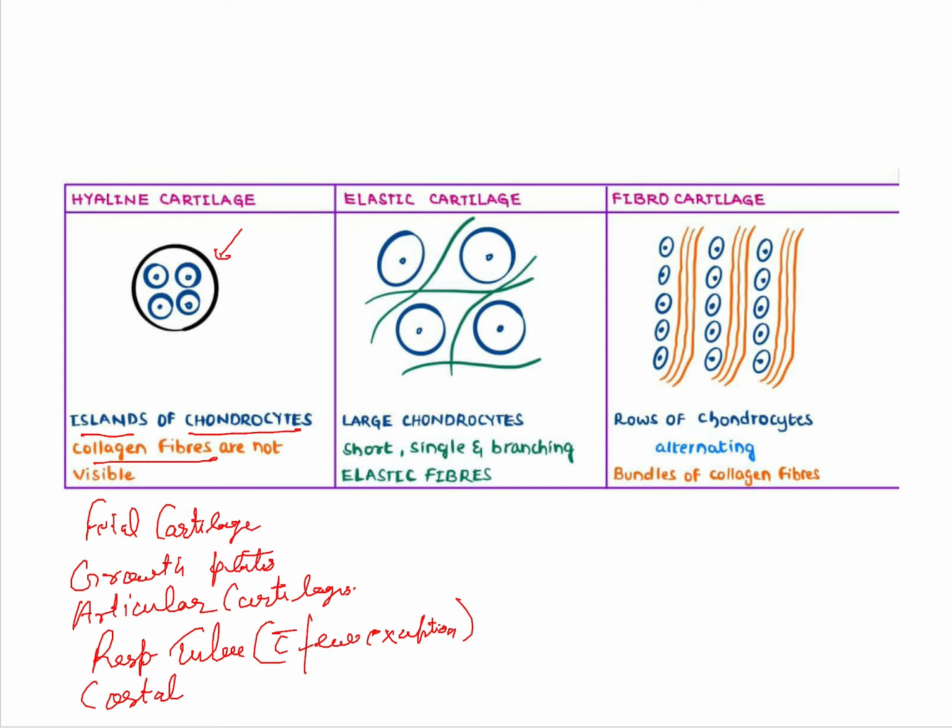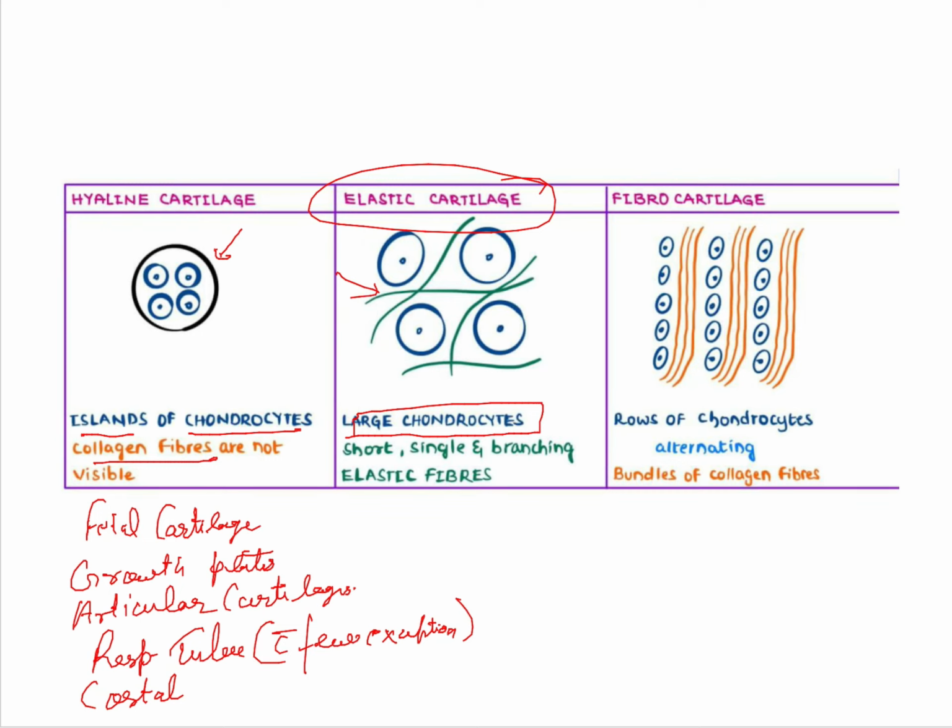Now coming to the second kind of cartilage, that is the elastic cartilage. In the elastic cartilage you will be able to see large chondrocytes. No islands will be visible, but there will be large chondrocytes with interspersed short, single and branching elastic fibers.